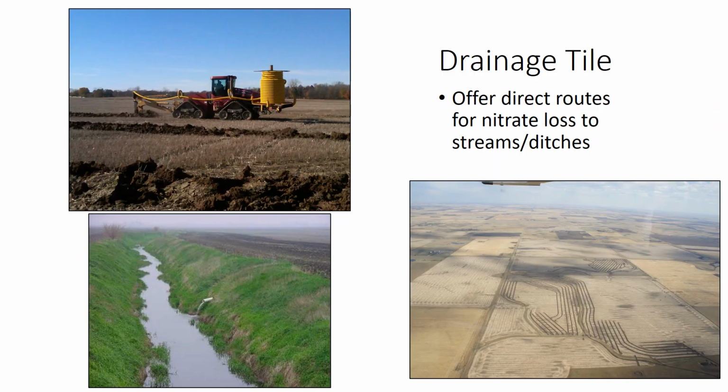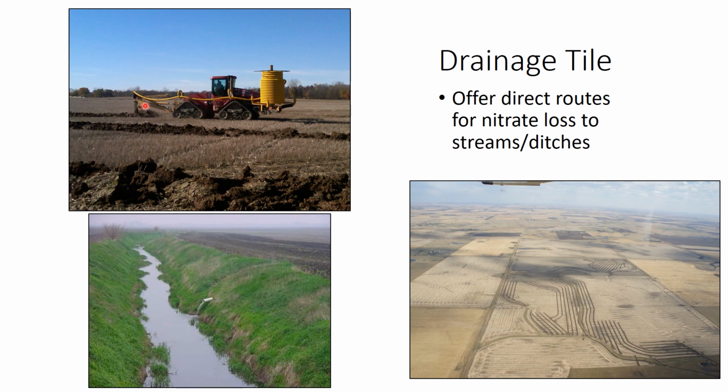And so here's what tile lines look like. So here's a drainage ditch, and you can see a tile outlet coming in here. So there's a tile that's draining this field over here, and all that drainage water is flowing into this regional drainage ditch here.